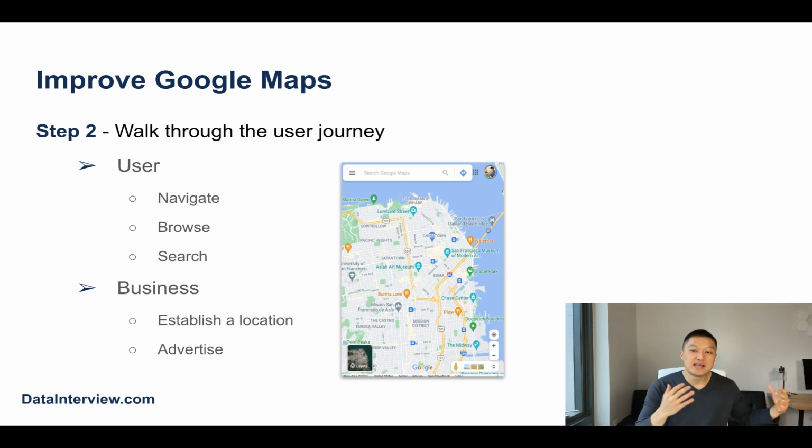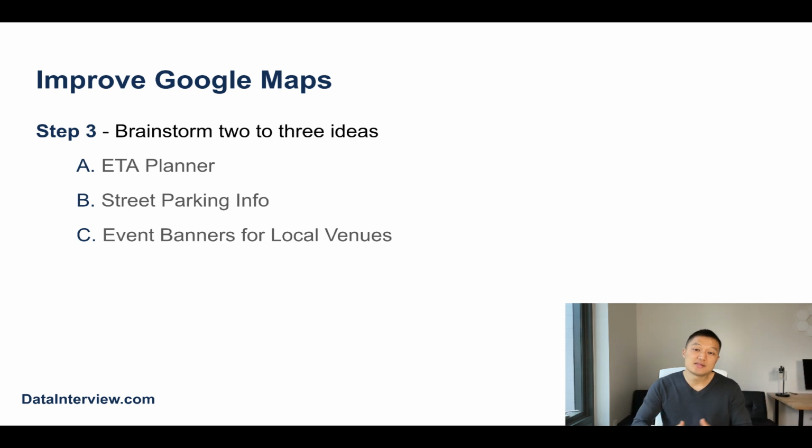And once you have demonstrated this, you show the interviewer your product knowledge, but at the same time, this is also going to help you come up with really cool ideas. Then the third step is really the entrepreneurial side of things, right? This is where you have to come up with ideas that would be really helpful for improving Google Maps.